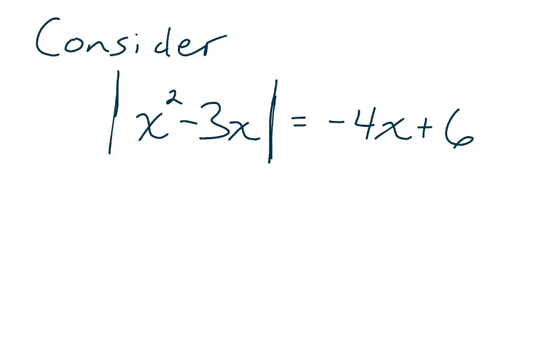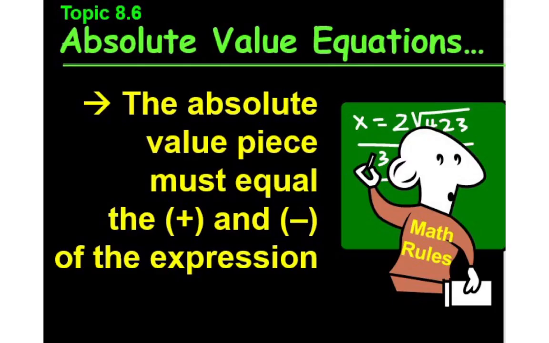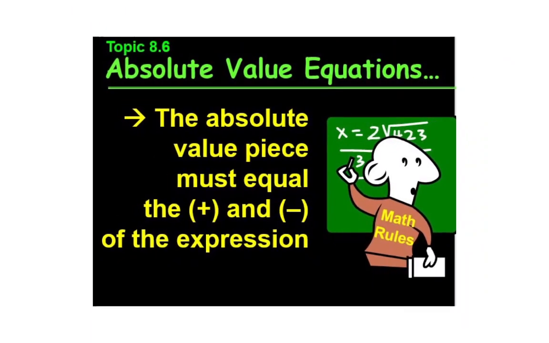Now, what we want to remember is that an absolute value equation always gets split up. It always gets split up into a positive and a negative version. Let's put that down as a talking point. Absolute value equations. Remember, the absolute value piece is going to always split to be a positive and a negative. In other words, it'll split to be the same and the opposite of the expression. Make sure that you're changing the correct expression.